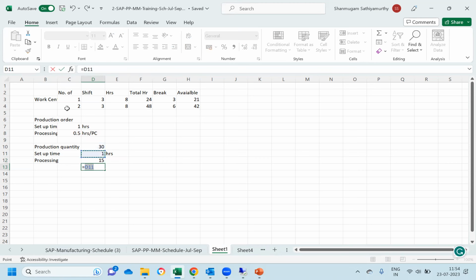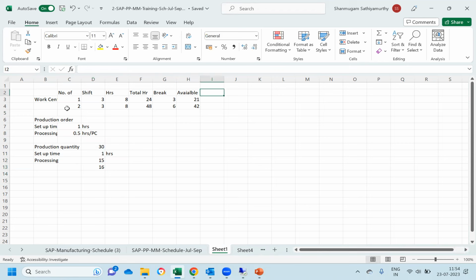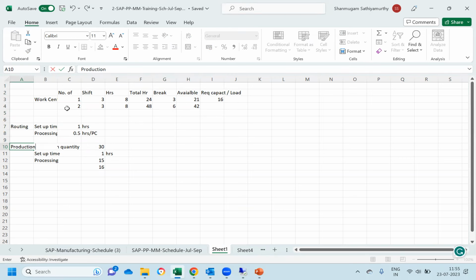So what is the total time required? 16 hours. So here my required capacity is 16 hours. This is called the required capacity, or this is called the load. The load is coming from my production order and the standard time I maintain in the routing. These are maintained in the routing, and this is the production order. Is it clear?